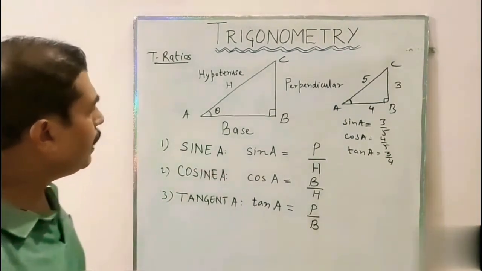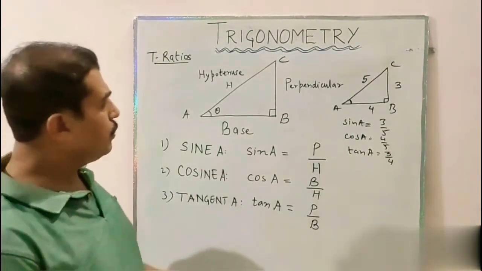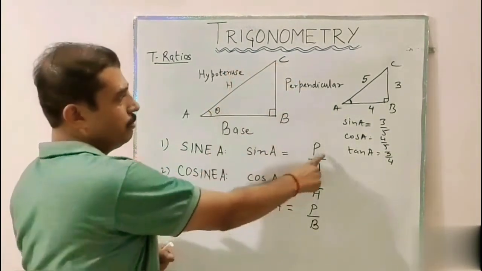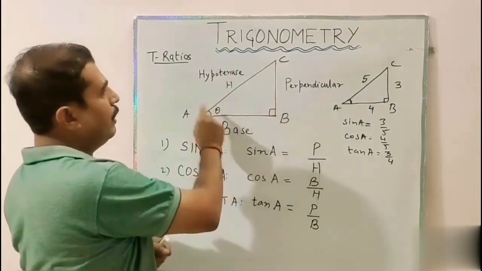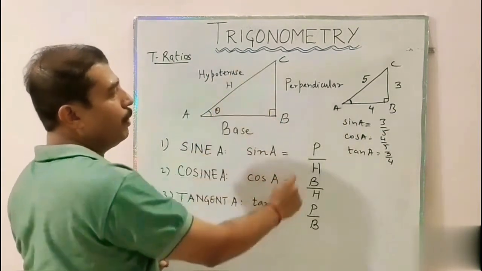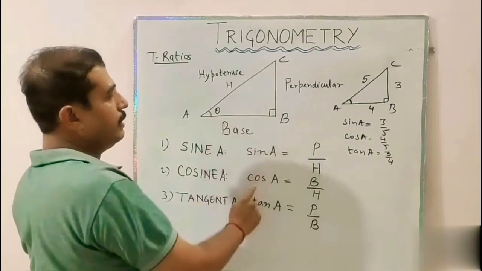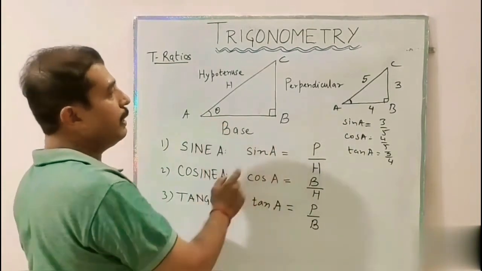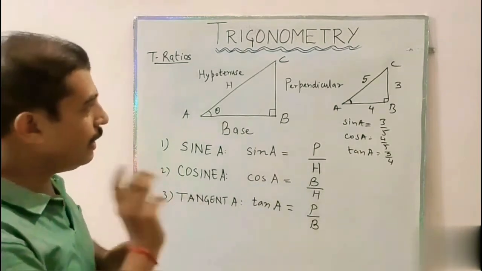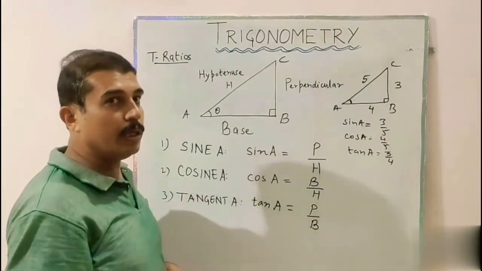Now coming down to more ratios. We all have learned perpendicular upon hypotenuse, sine of a given angle, sine theta. We have learned base upon hypotenuse, that is cos theta. Then perpendicular upon base. Yes, we all have read three ratios. Can there be more ratios?